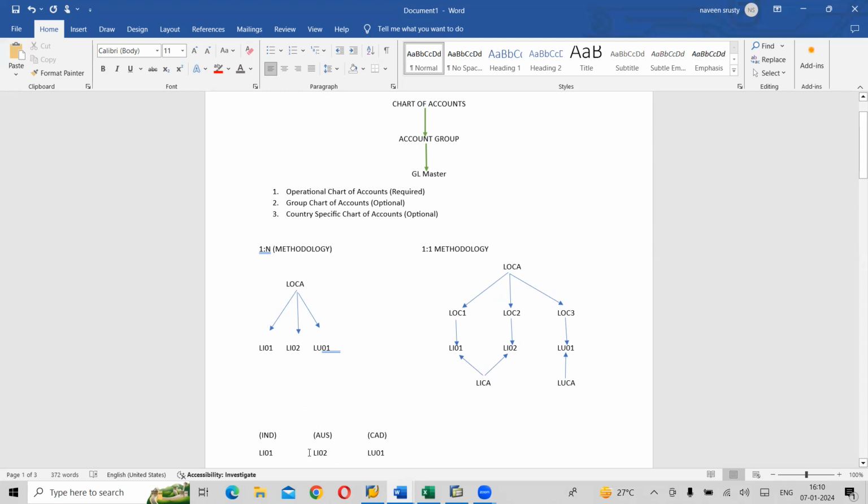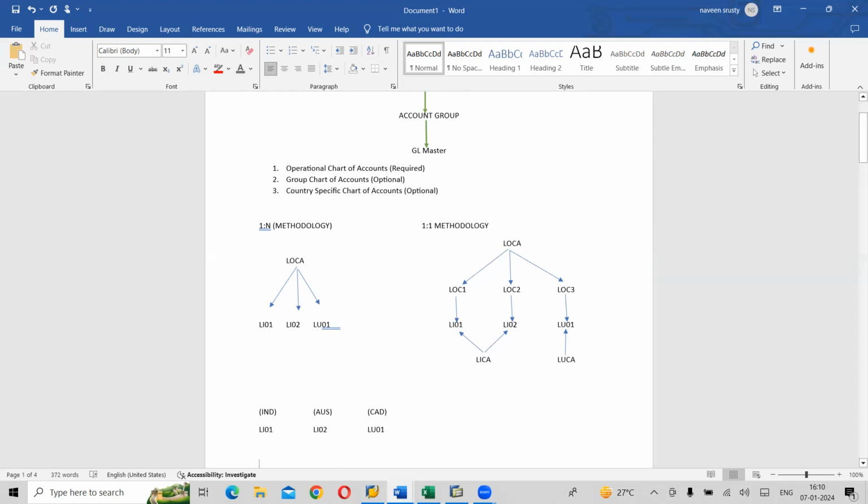Then what I need to do here is have a country-specific chart of accounts for each. For example, I'll create LICA, Lahari India chart of accounts, an operational chart of accounts. Next one, LACA, Lahari Australian chart of accounts. Next one, LCCA, Lahari Canada chart of accounts. For the Indian company code, I need to follow the Indian financial year completely. Australia, the Australian financial year. Canada, the Canadian financial year.